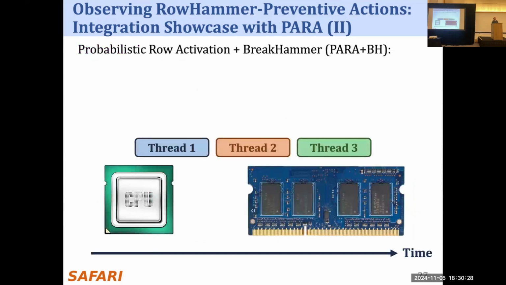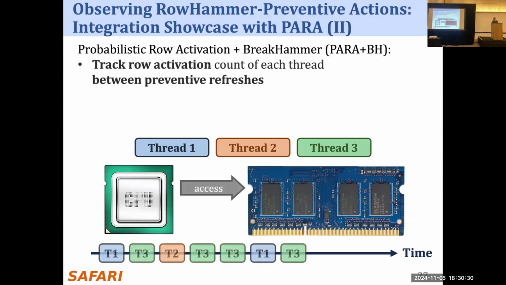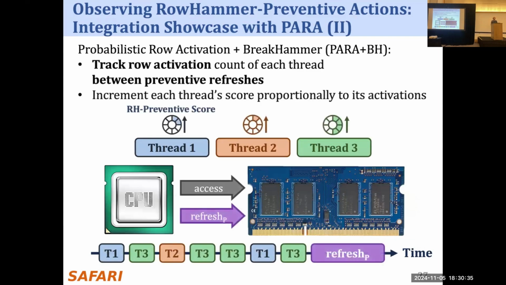When we integrate BreakHammer with PARA, BreakHammer tracks the row activation count of each hardware thread between preventive refreshes, and whenever a preventive refresh is performed, BreakHammer increments each thread's score proportionally to their number of activations.